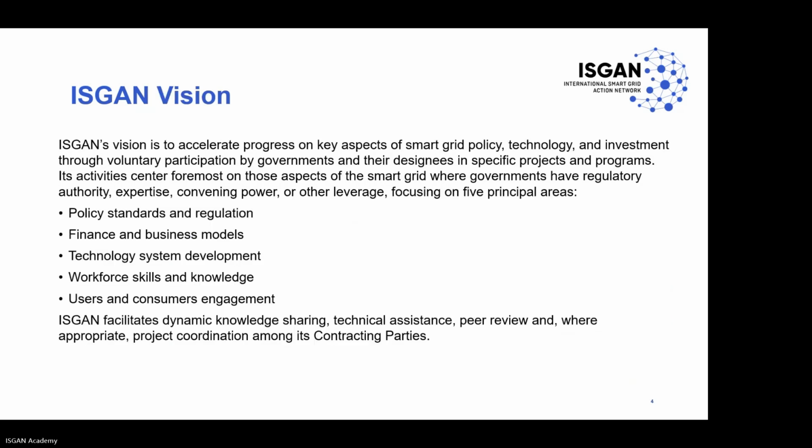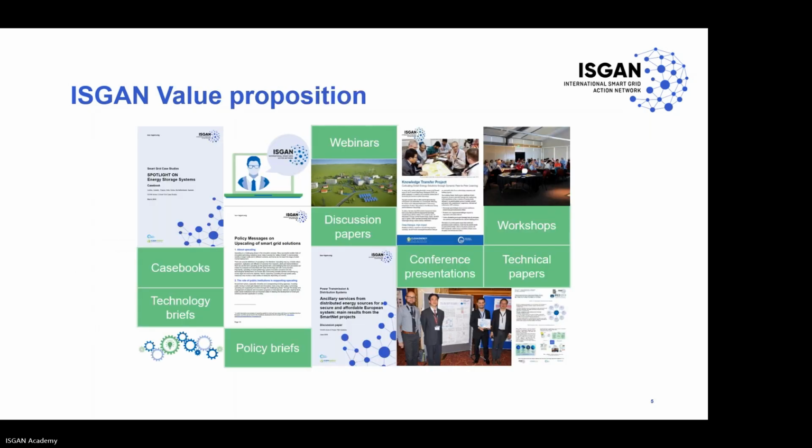ISGAN's vision is to accelerate progress on key aspects of smart grid policy, technology, and investment through the voluntary participation by governments in projects and programs. ISGAN activities focus on 5 principal areas: policy standards and regulation, finance and business models, technology system development, workforce skills and knowledge, users and consumers engagement. ISGAN facilitates dynamic knowledge sharing, technical assistance, peer review, and where appropriate, project coordination among its contracted parties.